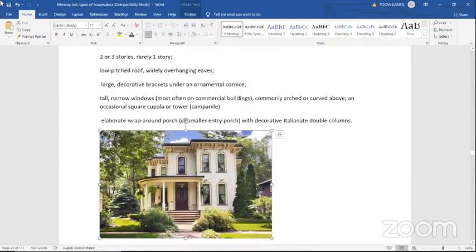Italianate, 2 or 3 stories, low pitched roof, widely hanging, overhanging eaves. Large decorative brackets under an ornamental cornice. Tall, narrow windows, often on commercial buildings, commonly arched or curved above, you can see here. An occasional square cupola or tower. Elaborate wraparound porch.